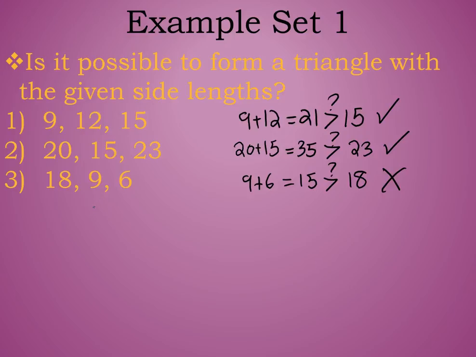That's all you need to do to determine whether you have a triangle or not, given three sides: add the two smaller sides together and ask yourself, is that number bigger than the third remaining side? If it is, then you have a triangle. If it's not, then you don't.